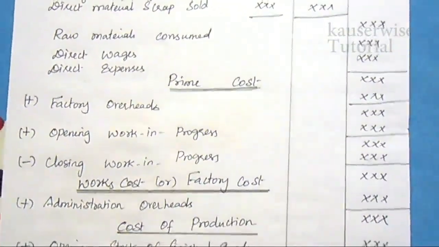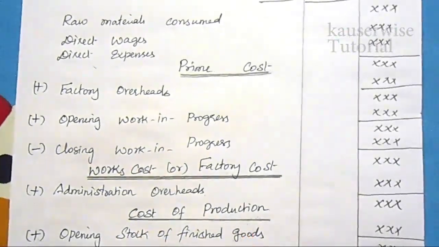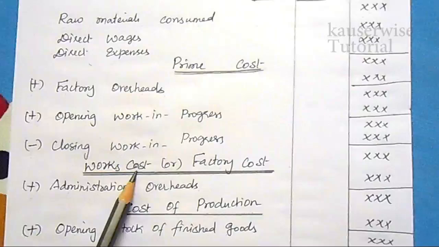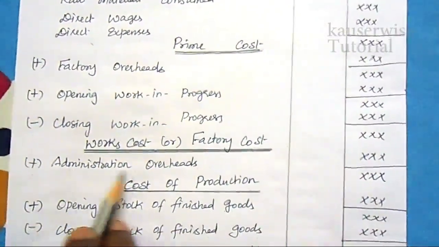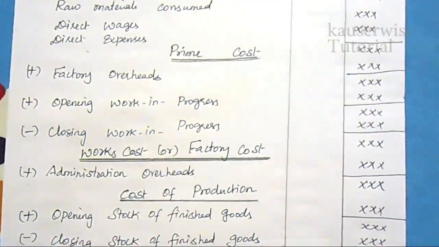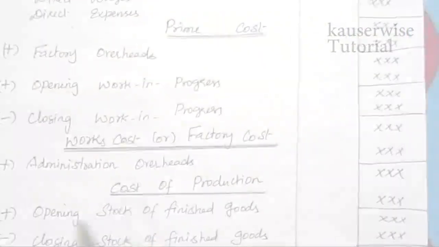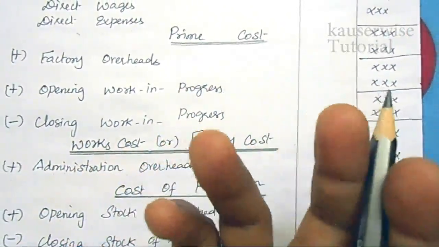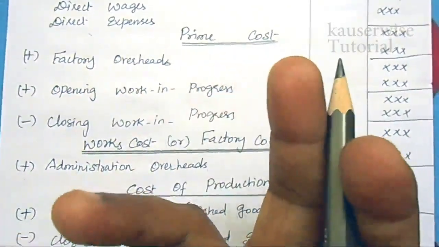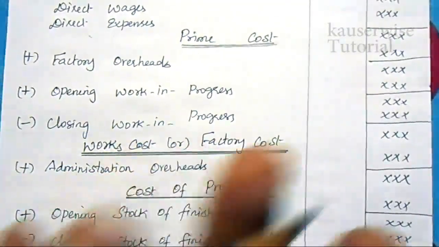And next step is we need to calculate cost of production. In order to find out the cost of production, we need to add office and administrative overheads along with work cost. Let me explain the meaning of administrative overheads. Administrative overhead means all the indirect expenses incurred in the organization, that is office and administrative. For example, salary of office staff, accountants, director fee, rent of office building, stationery expenses, all these expenses are related with office and administrative overheads.